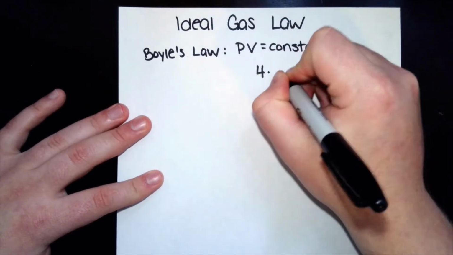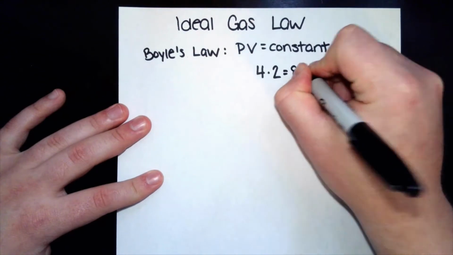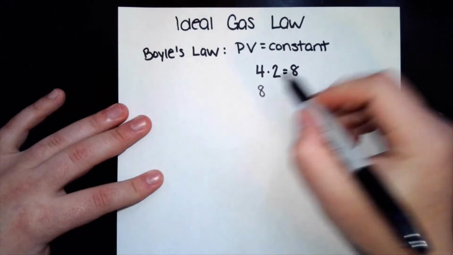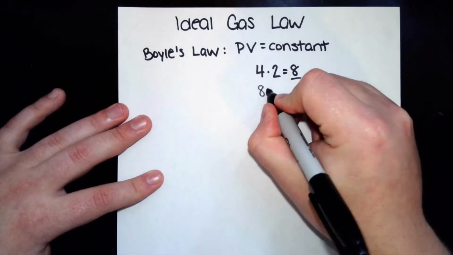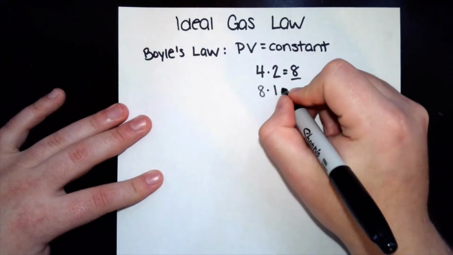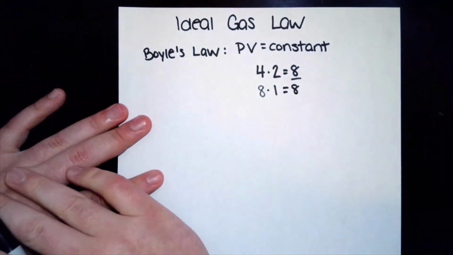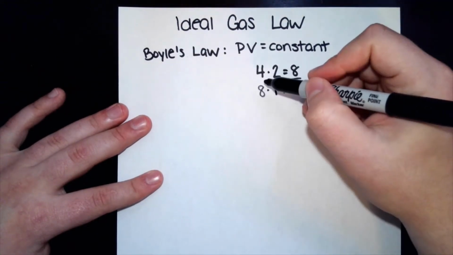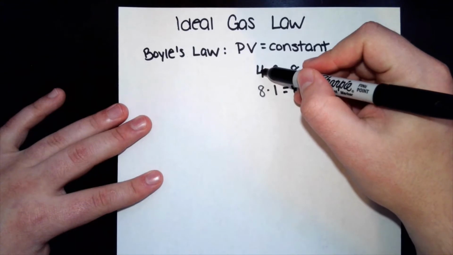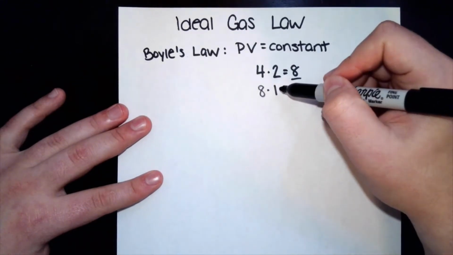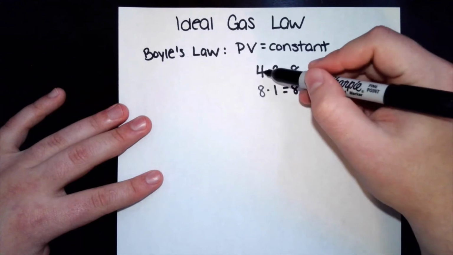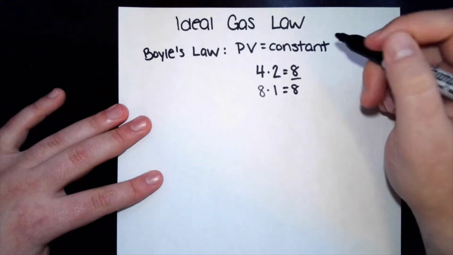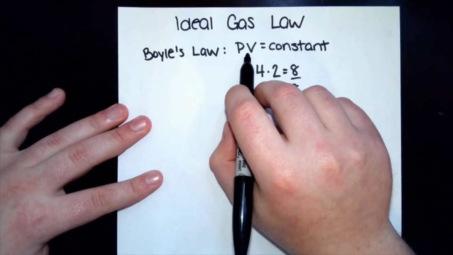Let's say we have 4 times 2. That equals 8. Well, if I increase 4, so now I make that 8, in order to keep them equal to a constant, 2 has to decrease. So if two things are multiplied by each other and equal to a constant, they have an inverse relationship. If one increases, the other has to decrease. And in fact, they have to increase and decrease by the same factor. This one increased by a factor of 2, so this one had to decrease by a factor of 2. So this shows an inverse relationship between pressure and volume.